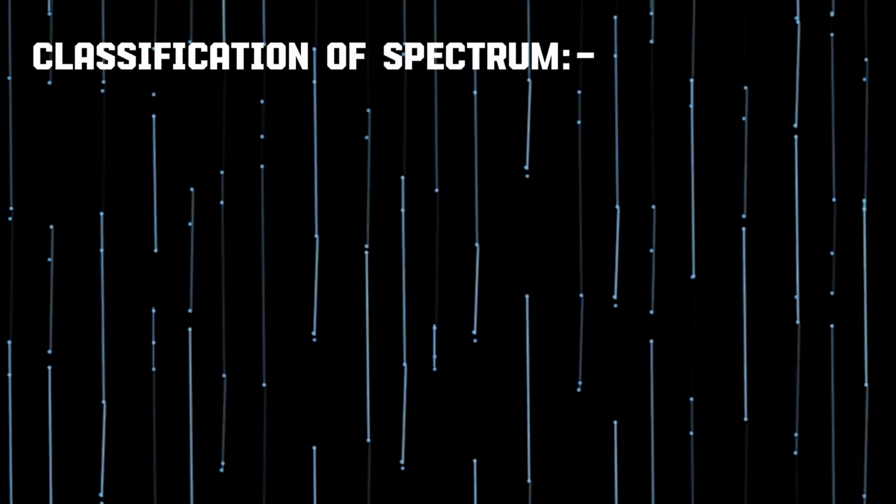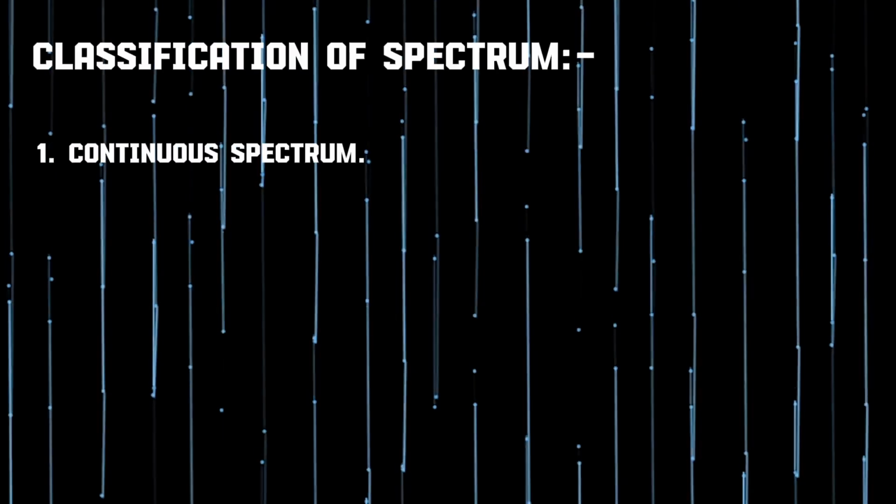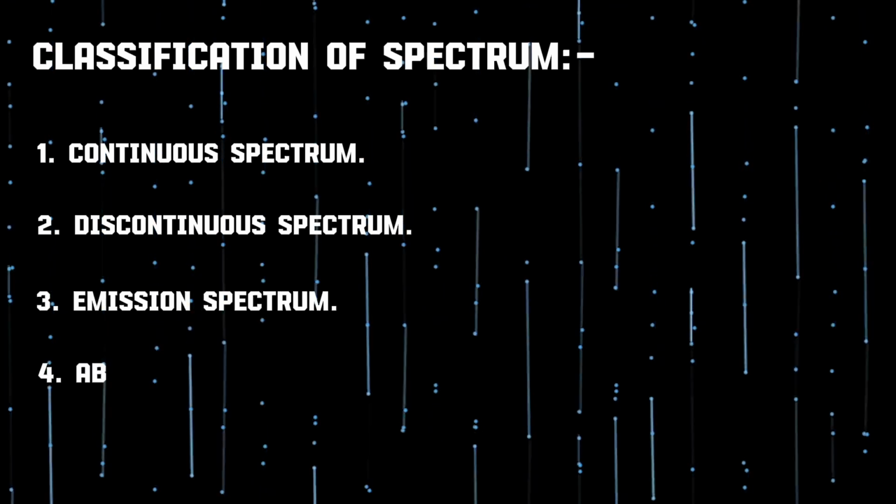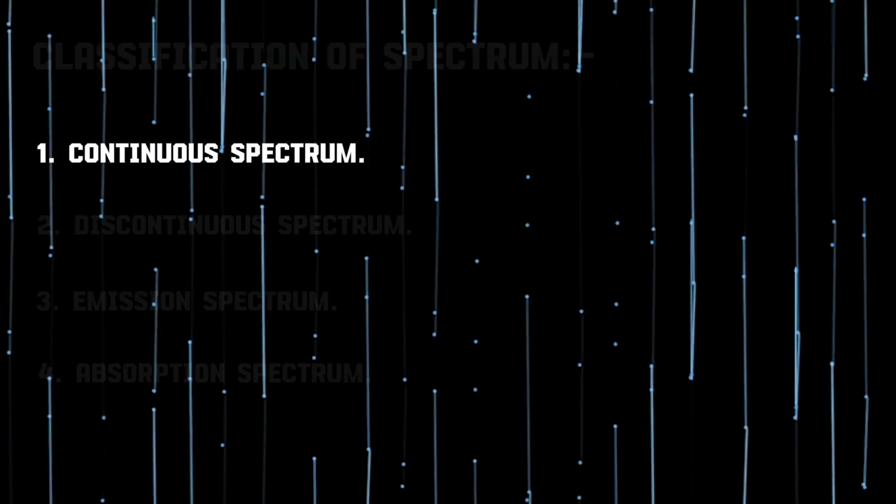Now, we will talk about the classification of spectrum. There are 4 types of spectrum. First, continuous spectrum. Second, discontinuous spectrum. Third, emission spectrum. And fourth, absorption spectrum. First, we will talk about continuous spectrum.